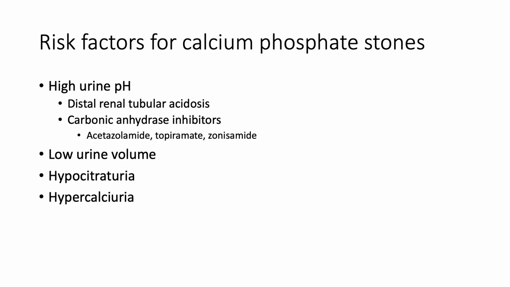Calcium phosphate stones typically form when you have an alkaline urine, so someone with a distal renal tubular acidosis, like a type 1 RTA, for example from Sjogren's syndrome, can get calcium phosphate stones. Patients who are on medications that inhibit carbonic anhydrase, like acetazolamide, are going to have too much bicarbonate in their urine, which is going to keep the pH high. They can get calcium phosphate stones as well. And then the other things that increase your risk of kidney stones, like low urine volume, low urine citrate, and hypercalciuria, can increase calcium phosphate stones.